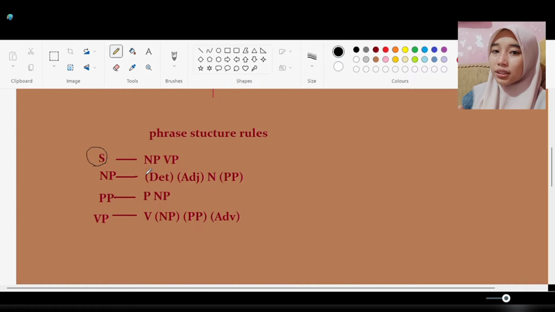So the first is S goes to NP VP, which basically says that an S, or a sentence, consists of a noun phrase and a verb phrase. You have to have both the noun phrase followed by the verb phrase, in that order in English, to have a well-formed, acceptable sentence. So what goes into a noun phrase?